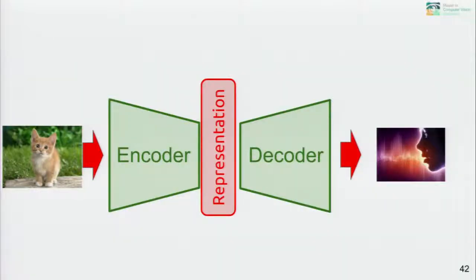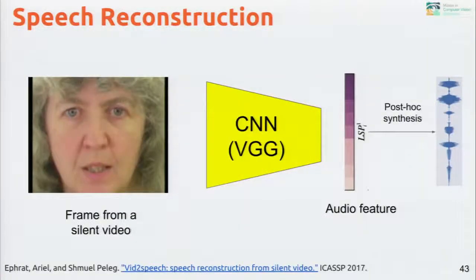OK, what else can we do? From vision to audio. What if instead of learning features, we generate the audio? That would be one classic problem. Imagine you have a video which is silent, and you predict the audio features. This problem is very specific to speech. These features are very well-known features for speech, so that if you predict them, later you can synthesize speech. Speech people know exactly what they are.